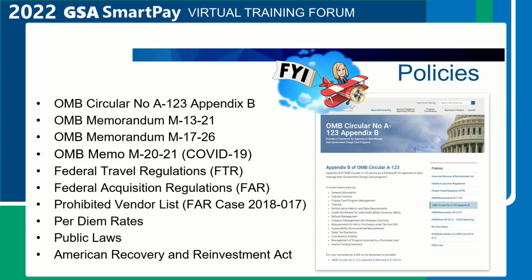Direct links to the FDR and the FAR can be found here. We can also provide a prohibited vendor listing and additional information about FAR case 2018-017 that provides the purchase of covered telecommunications equipment and services from vendors who sell products containing spyware. And finally, there are links to the per diem rates.